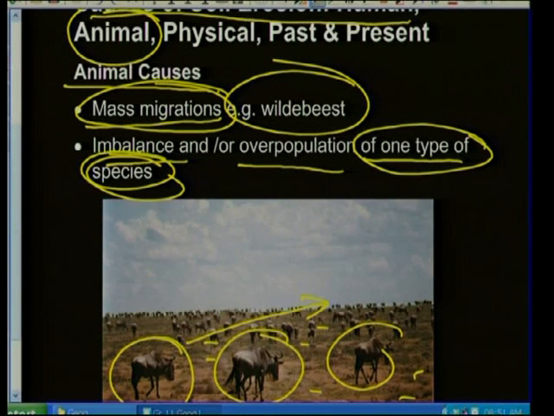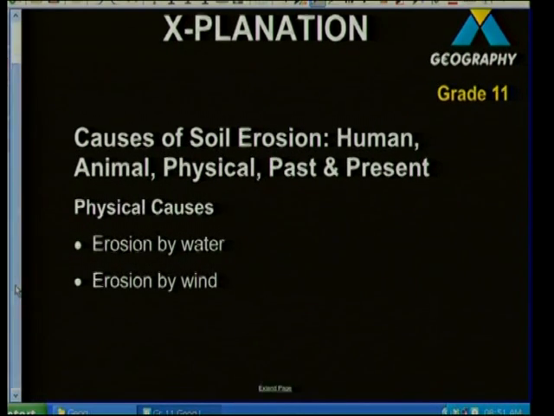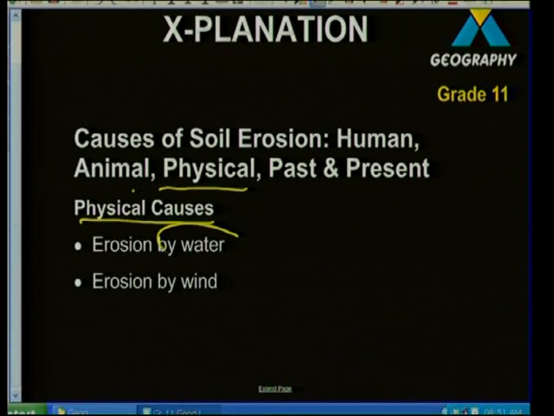So the two aspects we must remember here is mass migrations as well as overpopulation by one type of species. Let's look at the next aspect in terms of physical aspects and physical causes of soil erosion. The two we are able to identify in terms of a physical breakdown of soil is the following: erosion by water and erosion by wind. Two natural components of the atmosphere that also accelerate the rate of soil erosion.